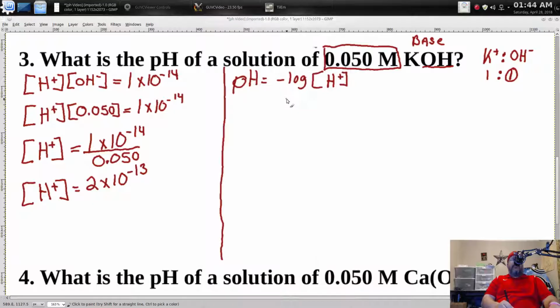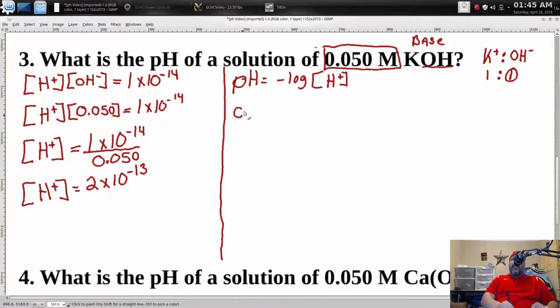All right, so I guess technically I should write 2.0 there for 2 sig figs because of the 0.050 being 2 sig figs. But I know I had to have 2 sig figs, so I'm just going to go ahead and finish the problem. All right, we now have our hydrogen ion concentration. Okay, now we're going to use this in this formula.